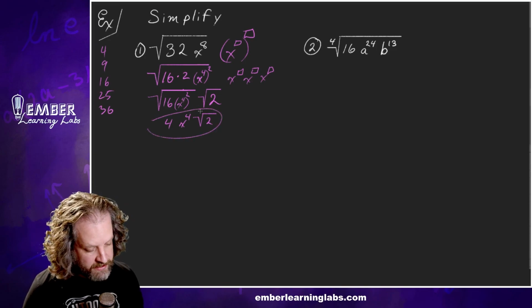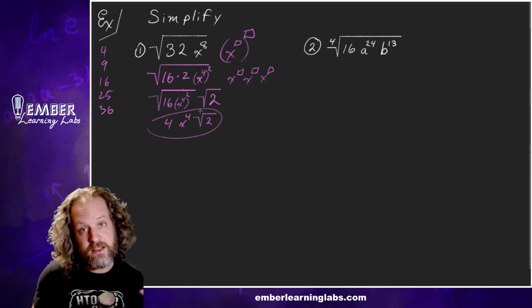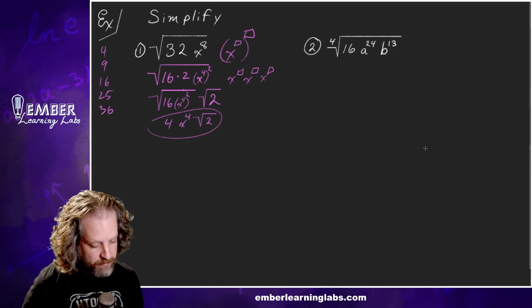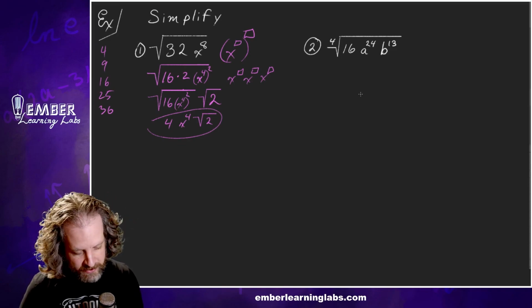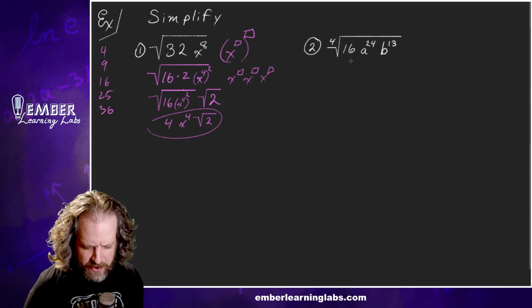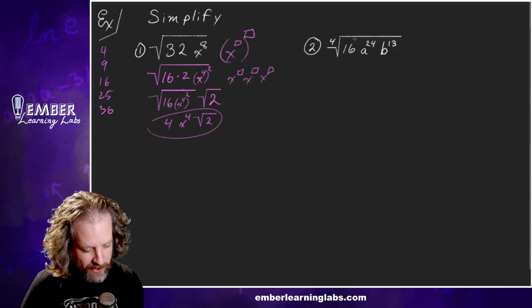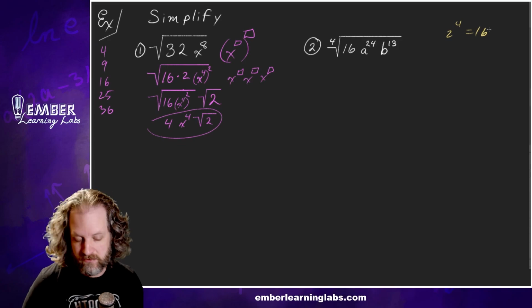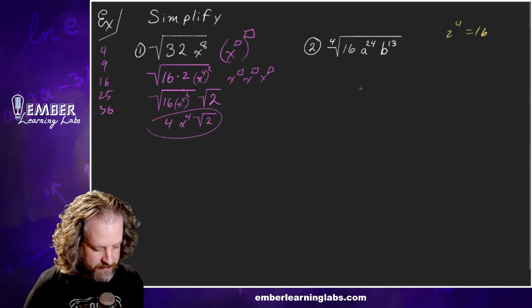Easy peasy. Let's take a look at this one. Now, this time we've got the fourth root instead of a square root, right? So it's a little bit more scary, but let's see if we can figure out, is there something to the power 4 that equals 16? Well, 2 to the 4th equals 16, so that was easy, right? So this one was easy peasy.